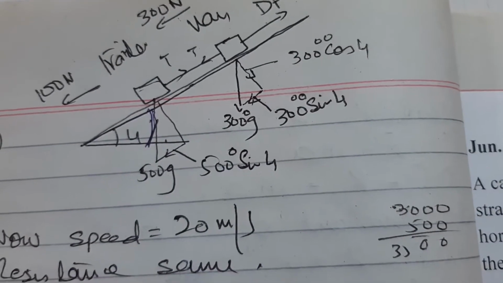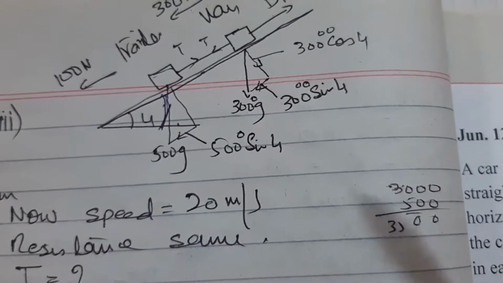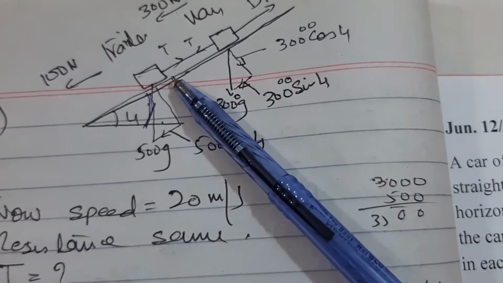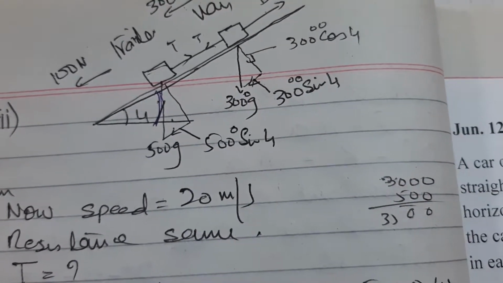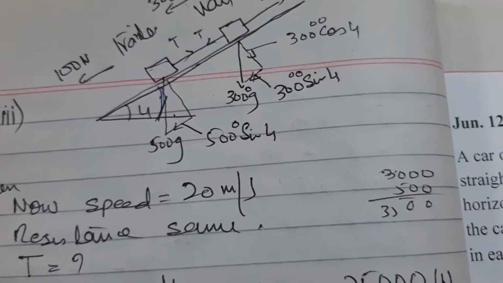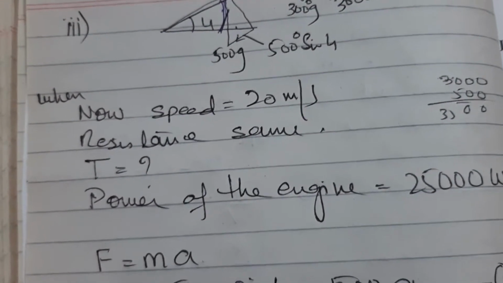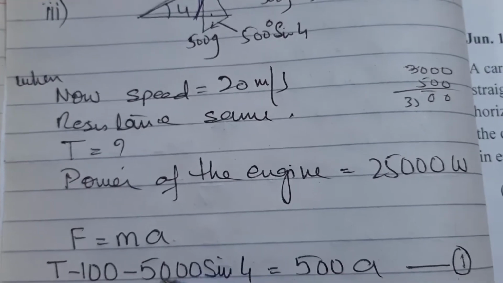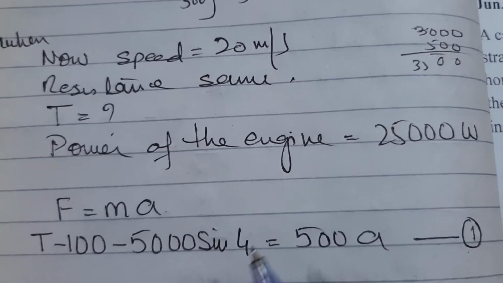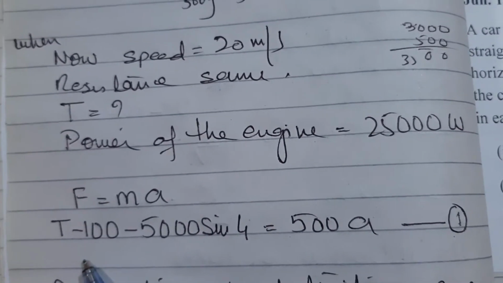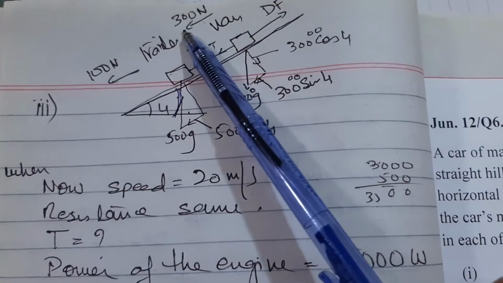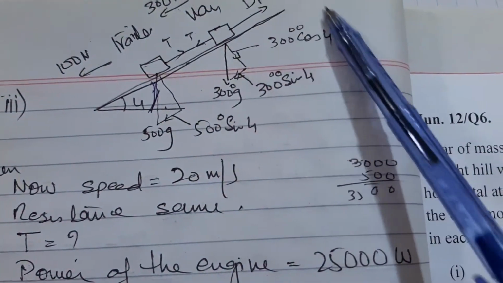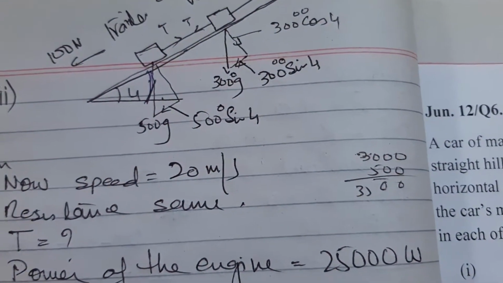Okay, so let's see the question. What is the question saying? Find out the tension and then the acceleration when the speed was 20. So now this is the information given to you. Basically, if you have to find out tension, you can pick up either this part of the system or this part, because both have T.